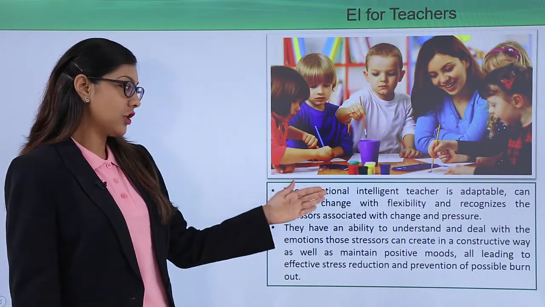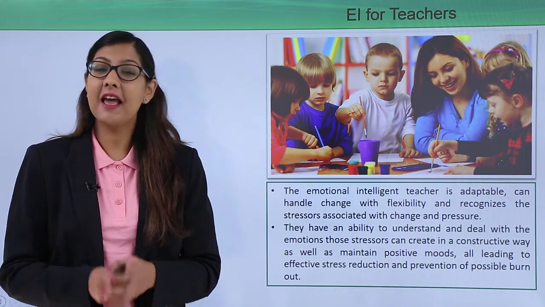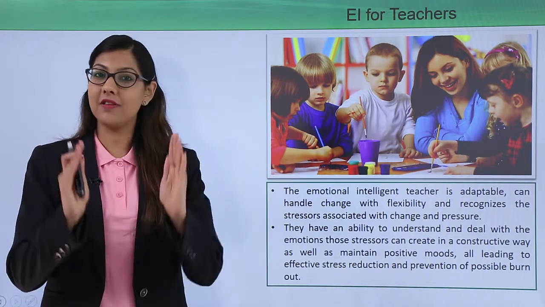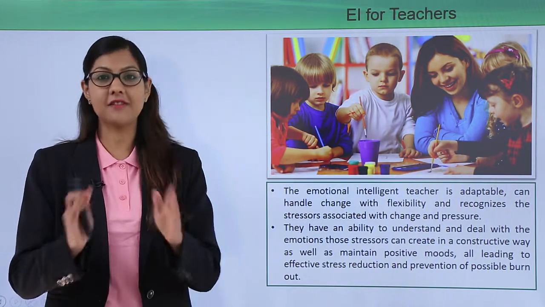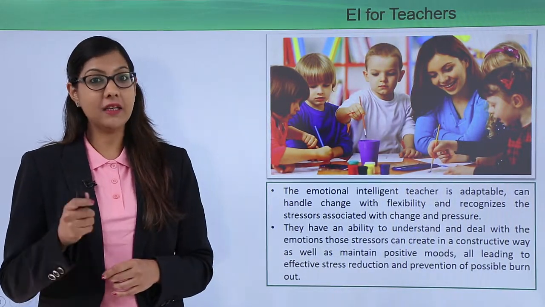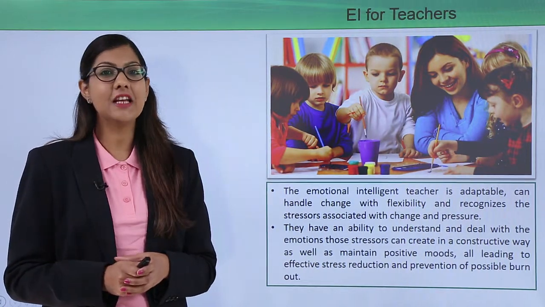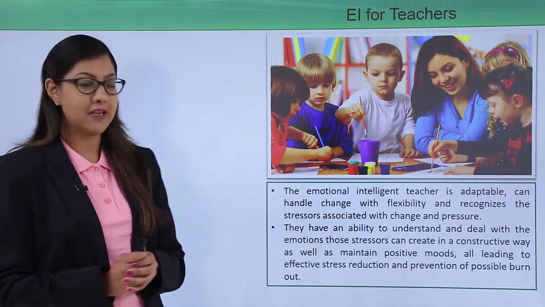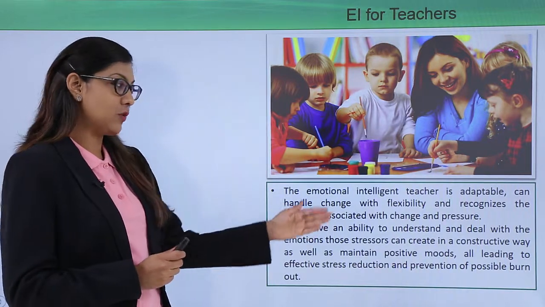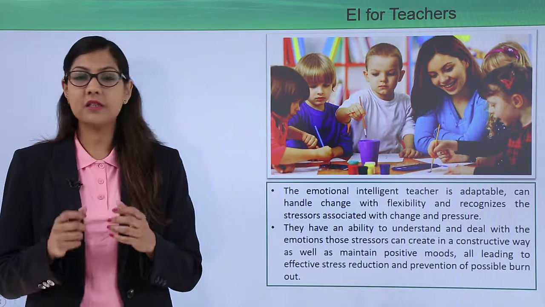An emotionally intelligent teacher is also somebody who is very adaptable and flexible to situations. They are not stuck in their mind that this is the way I'm going to function and that is the only way I'm going to do it. So a teacher who has EI, which is emotional intelligence, is also somebody who is likely to be very, very flexible and adaptable. They have the ability to understand and deal with emotions through stressors.